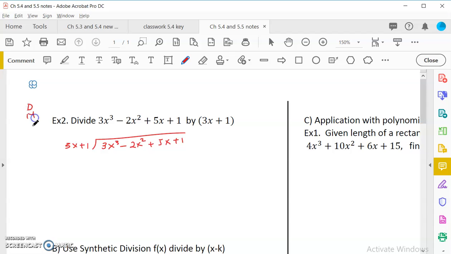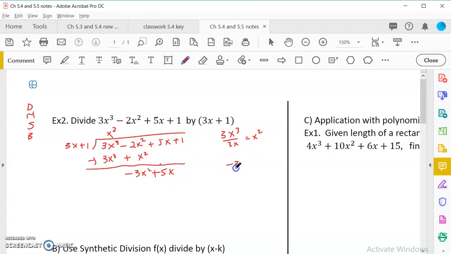First, the process: divide, multiply, subtract, bring down. Divide first term by first term: 3x cubed over 3x is x squared. So I write x squared here. Multiply: x squared times this will be 3x cubed plus x squared, because you distribute to both terms. Subtract: negative 2x squared minus x squared is negative 3x squared. Then bring down plus 5x.